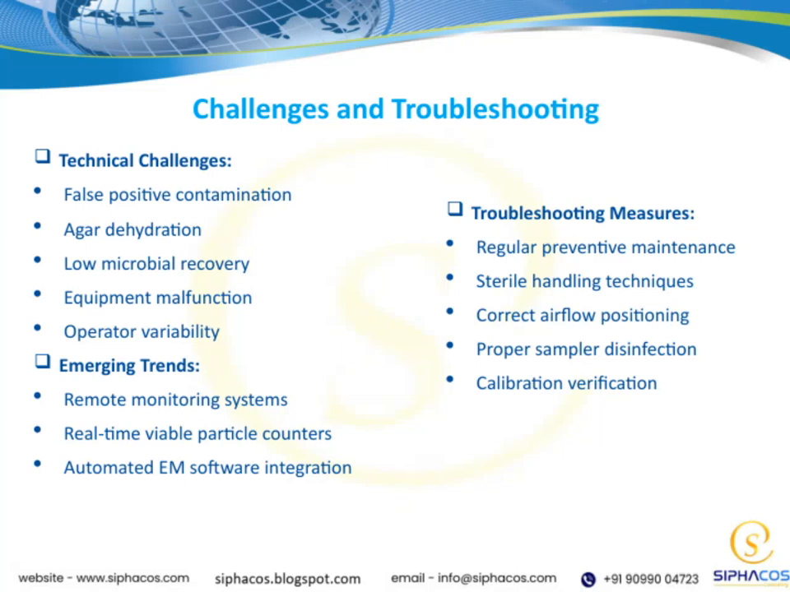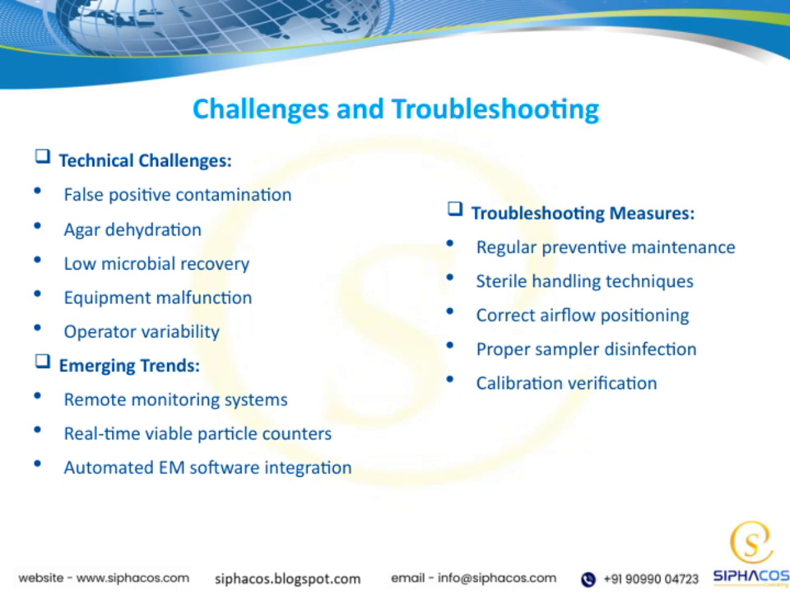Let's now look at some of the common challenges and troubleshooting measures we encounter in the field. First, troubleshooting measures are essential for maintaining reliable results. Regular preventive maintenance helps us catch issues early before they impact our data. Using sterile handling techniques is crucial to prevent contamination during sampling and analysis.